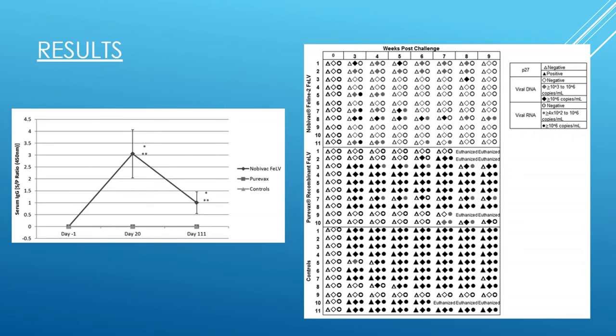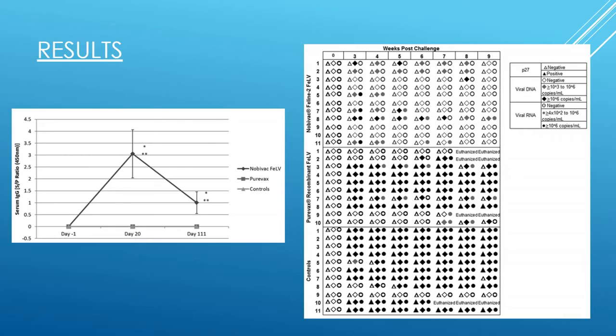The figure to the left shows serum IgG antibodies to feline leukemia virus vaccination. Prior to vaccination on study day 0, all cats were negative for feline leukemia virus antibody. On study days 20 and 111, 10 of the 11 cats in the Nobivac group were positive for feline leukemia virus antibody. All cats in the PureVax recombinant feline leukemia virus group as well as the control group remained negative for the feline leukemia virus antibody through the entire vaccination phase.